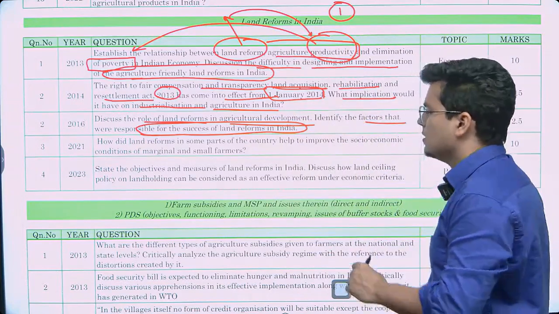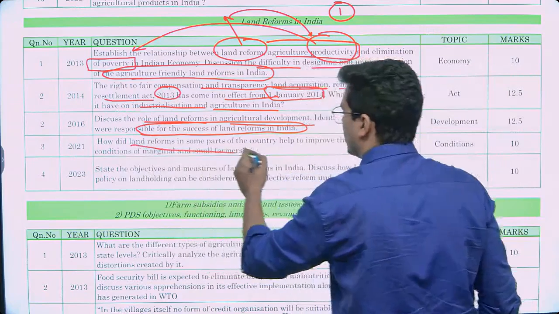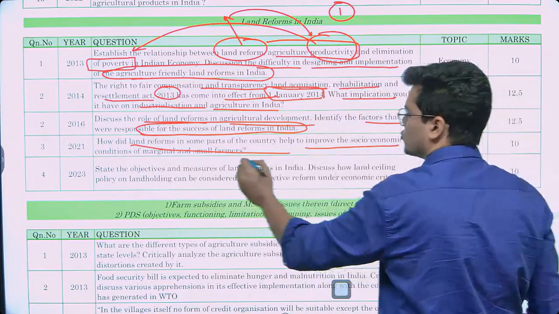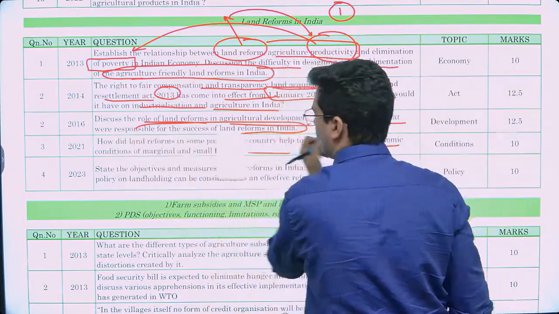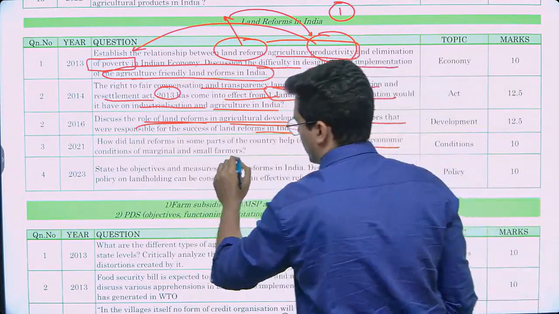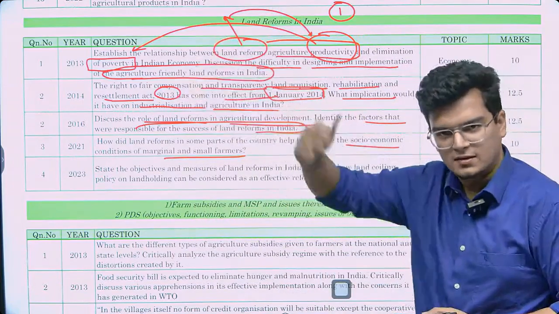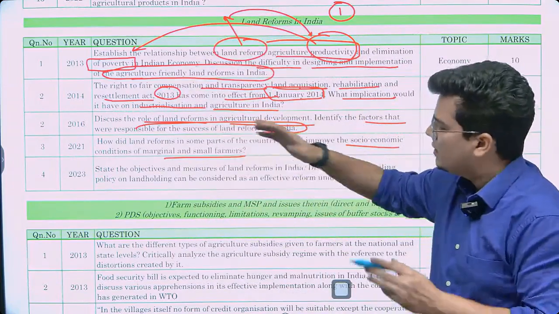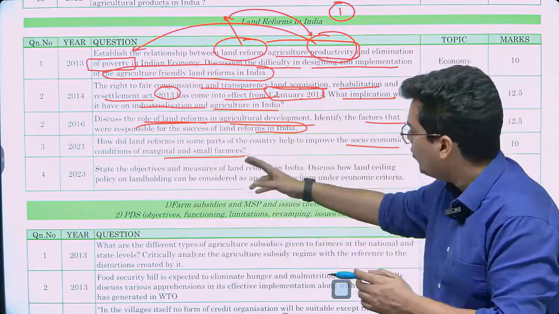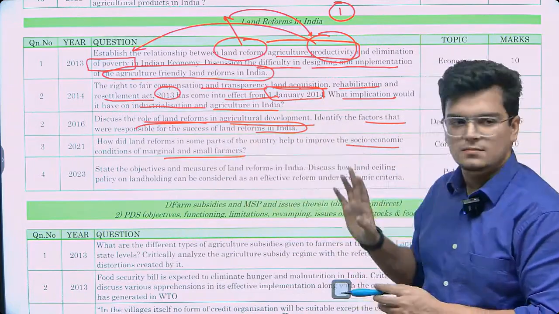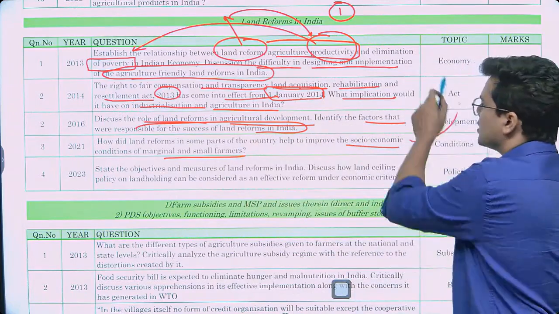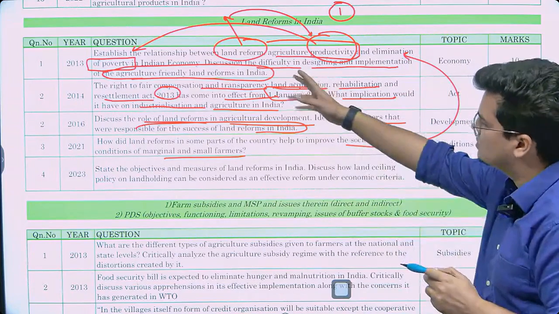Okay. Now, how did land reforms in some parts of the country help improve the socio-economic conditions of marginal and small farmers? So again, land reforms की successes ही पूछ लिया. पहले पूछा why were they successful. Now ये पूछा कि successful land reforms से how socio-economic conditions better हुई. But this is the question that was asked here. It is the same question, right?